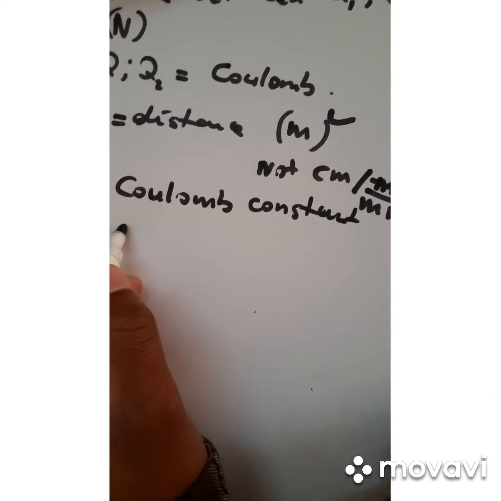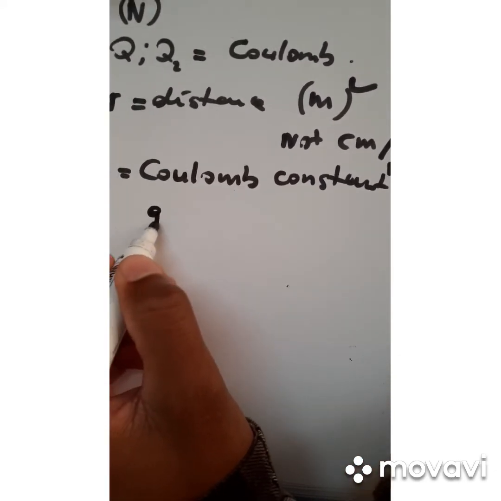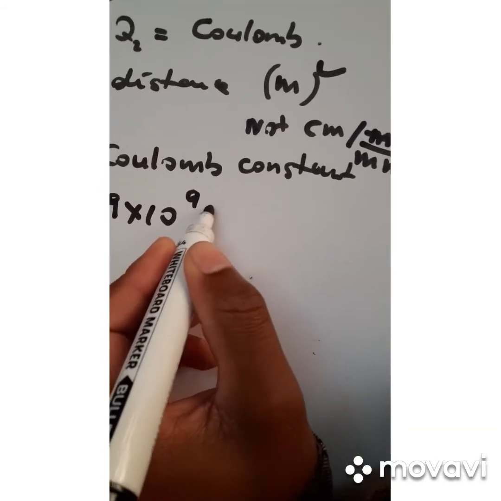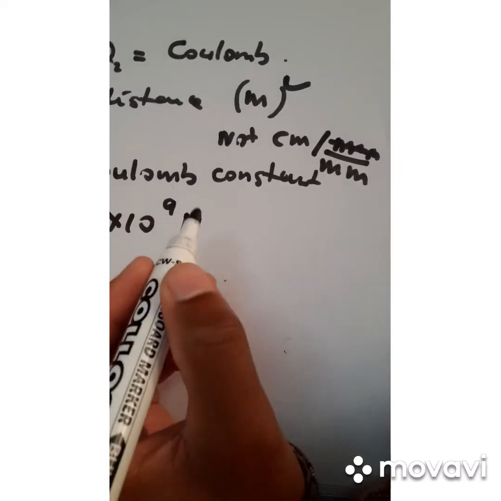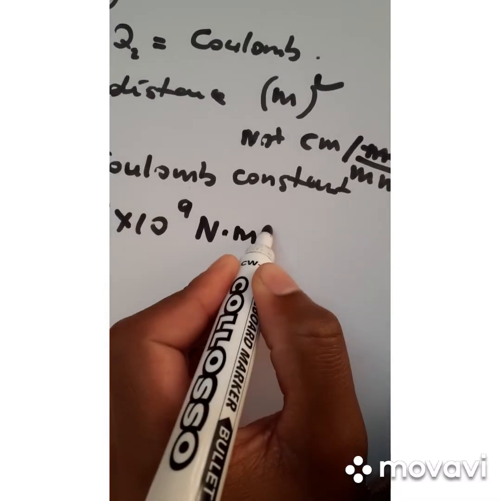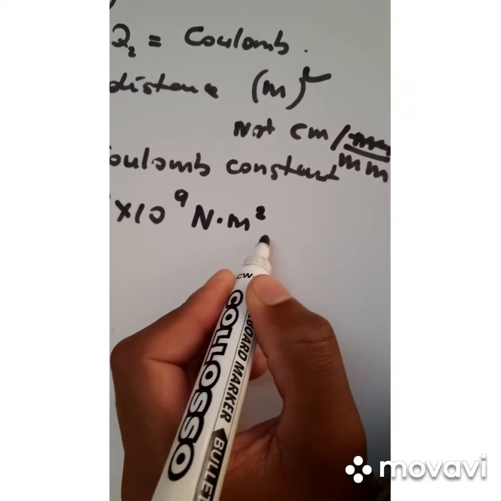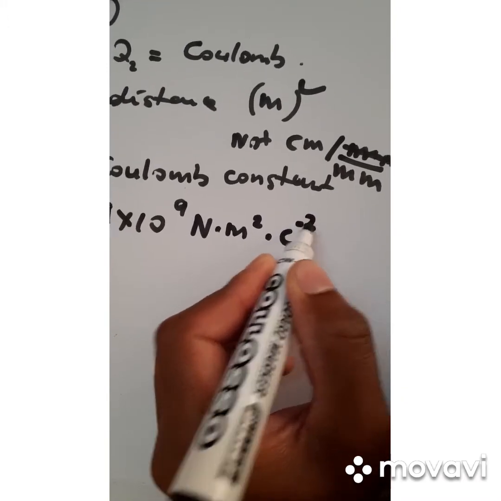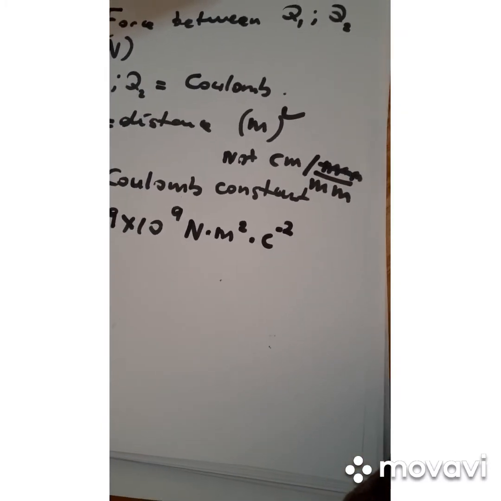And the value is 9 times 10 to the power of 9. Then it is measured in newtons meter squared per square coulomb, or Coulomb squared. You can say that per Coulomb squared.